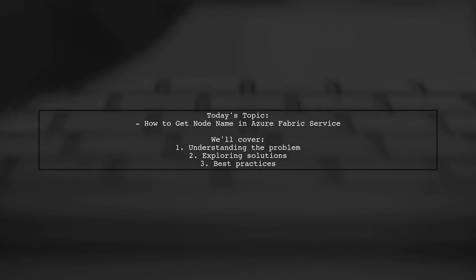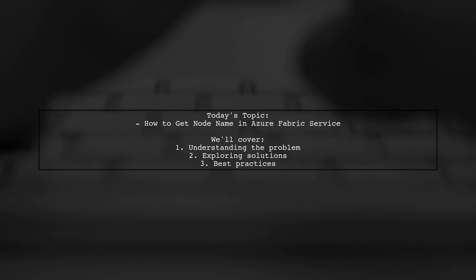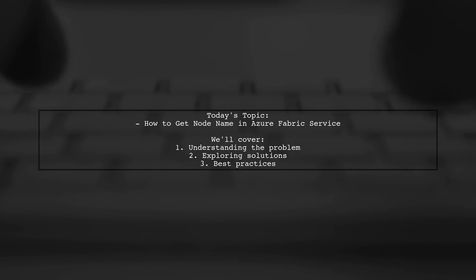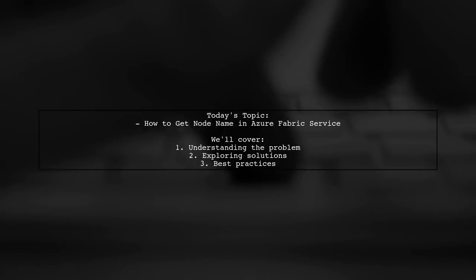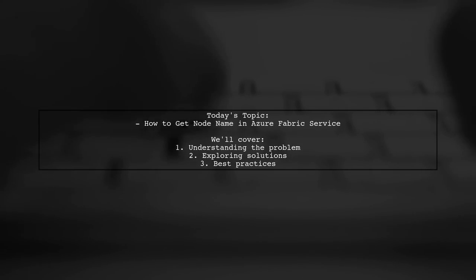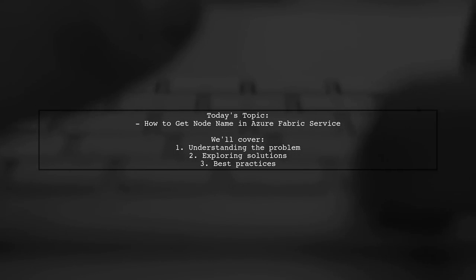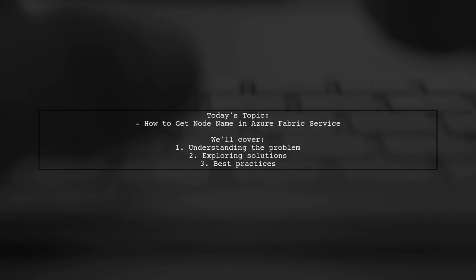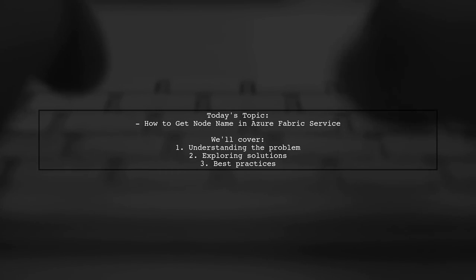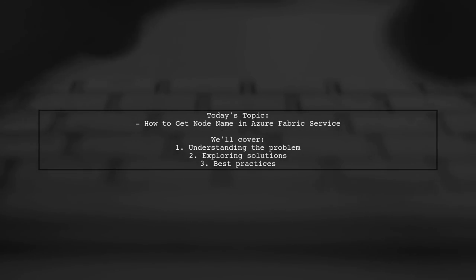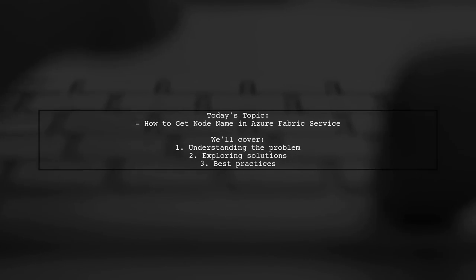Today, we're tackling a question that many developers encounter while working with Azure Fabric Services. Our viewer is looking for a way to retrieve the name of the machine where their C# code is executing within a Fabric cluster, specifically for logging purposes. They mention using Fabric runtime, but are seeking a more effective solution. Let's dive into this challenge and explore how to get that machine name for better logging.